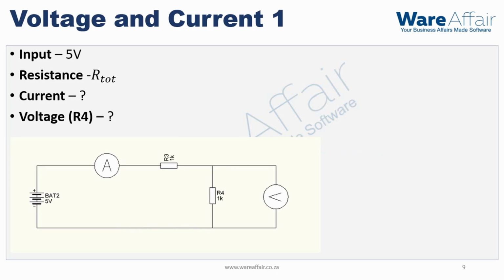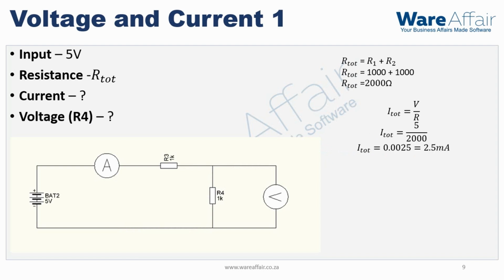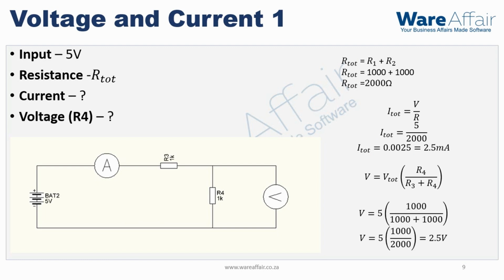For the first circuit, we're going to have two resistors in series. What we want to measure here is the current and the voltage across the second resistor. From the calculations that we have done before, using the math of electronics, we are able to calculate the total resistance. We are also able to calculate the total current that's flowing through the circuit. This we can verify through actual measurements with a multimeter. The expected voltage over the second resistor is 2.5 volts.